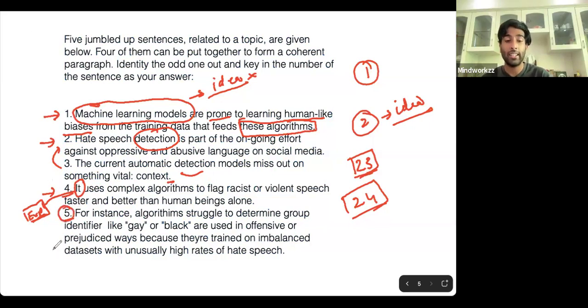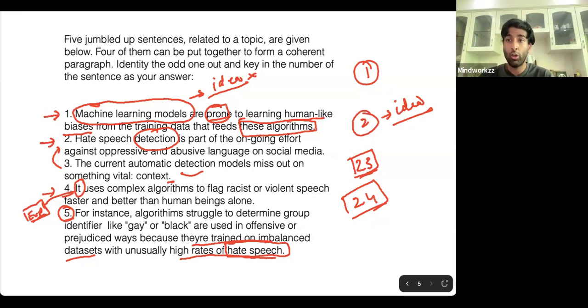Now, look at sentence number 5 again. It's talking about how they are trained on imbalanced data sets with unusually high rates of hate speech. It is relating you to hate speech from earlier. It is relating you to this part also: machine learning models are prone to learning human-like biases. It is relating you to both of these ideas, right?